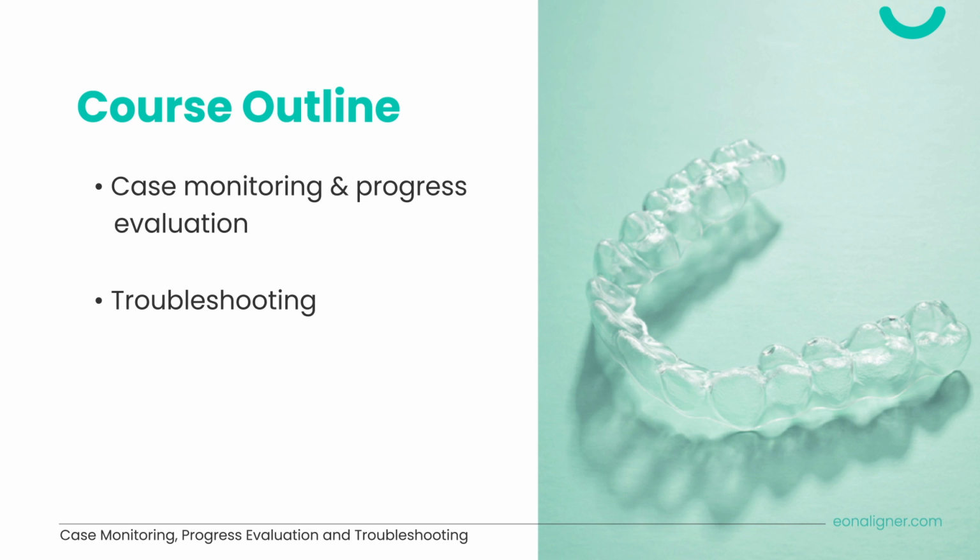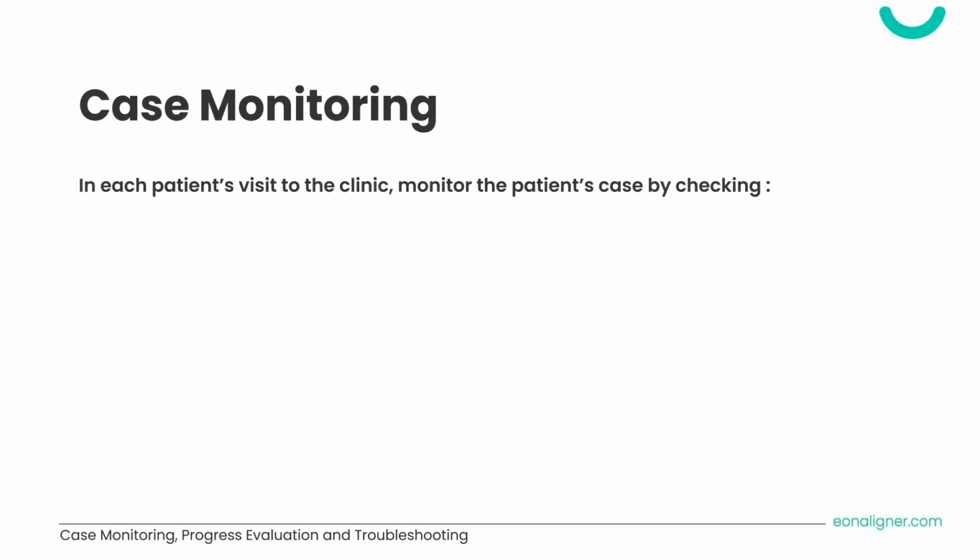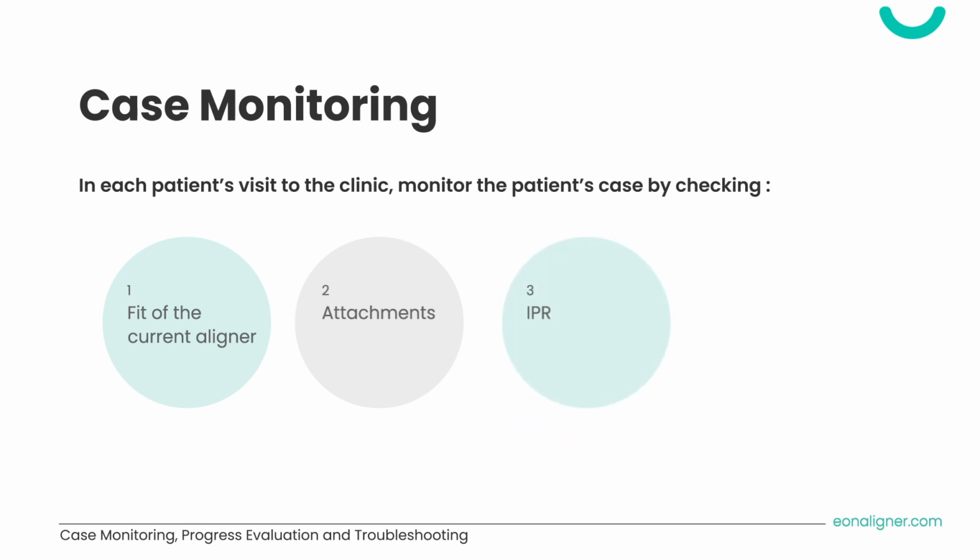Let's start with case monitoring. In each patient's visit to the clinic, monitor the case by comprehensively checking the fit of the current aligners, the shape, and the condition of the attachments. Check the amount and the location of IPR performed. Make sure it is correct and as guided by the IPR sheet sent with the patient's treatment kit.